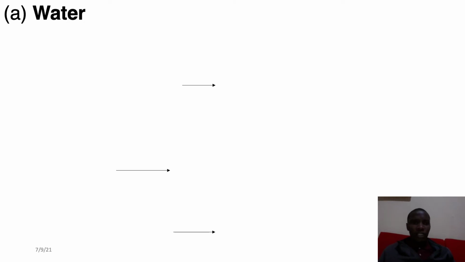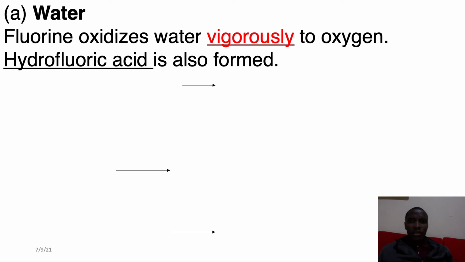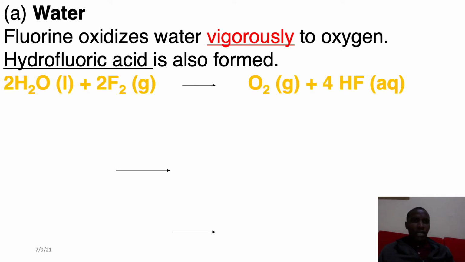Reaction with water. We know very well that fluorine oxidizes water vigorously to produce oxygen and hydrofluoric acid. That's what we are trying to look at as of now, and the equation is just like that. So the water reacts with fluorine, and the products are oxygen and hydrofluoric acid. Can continue.